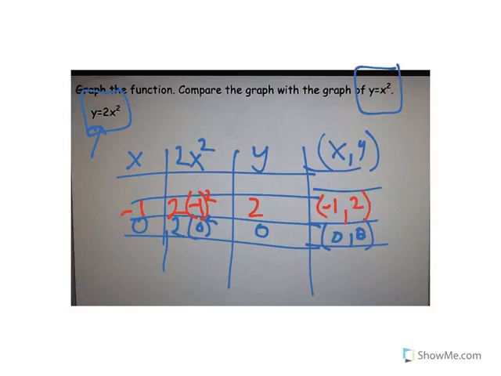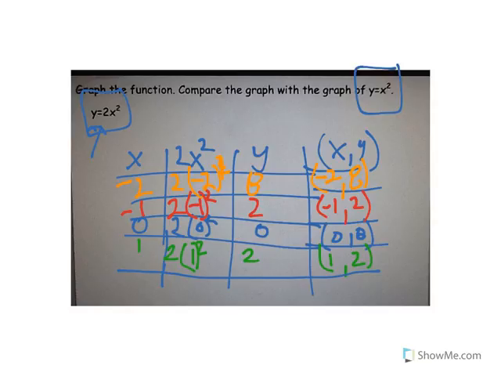Then I like to go over on the other side and see what happens with the 1 value here. It's going to be the same thing, 1 squared, 2, so it's going to be 1, 2. And then we're going to go ahead and graph at least one more set of points here. So let's say x is equal to -2. -2 times -2 is 4, and then times 2, that's going to be 8. So my point is going to be -2, 8.